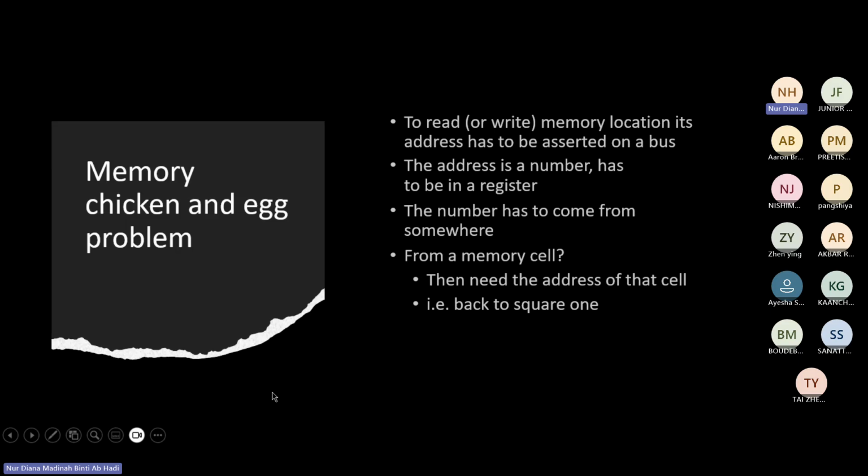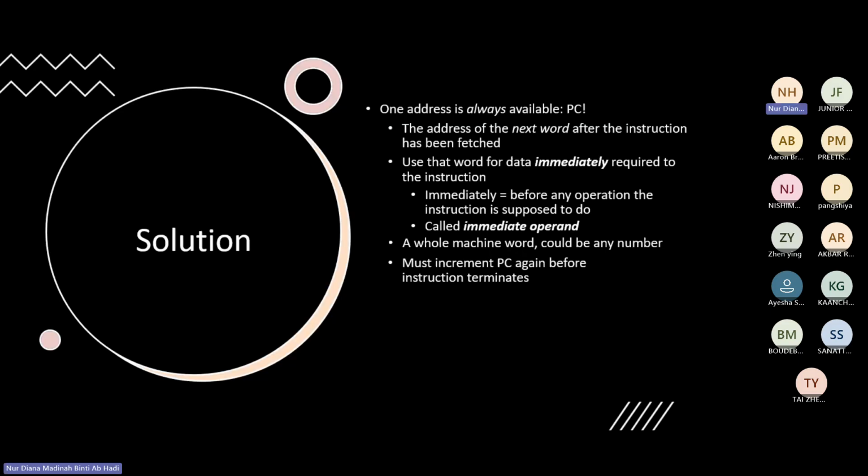Okay, so there are going to be issues when we involve the memory. We're going to use the case study of the chicken and egg problem. To write or read a memory location, the address has to be asserted on your bus. The address is a number that has to be inside a register, but the number has to come from somewhere. From where? Is it from your memory cell? Then if it is from your memory cell, you need the address of the cell. So therefore it goes back to square one. So who will create these numbers? One address is always available, which is the PC.